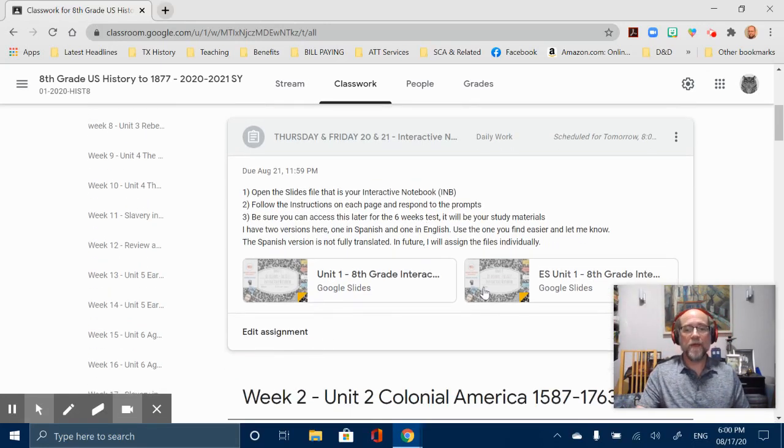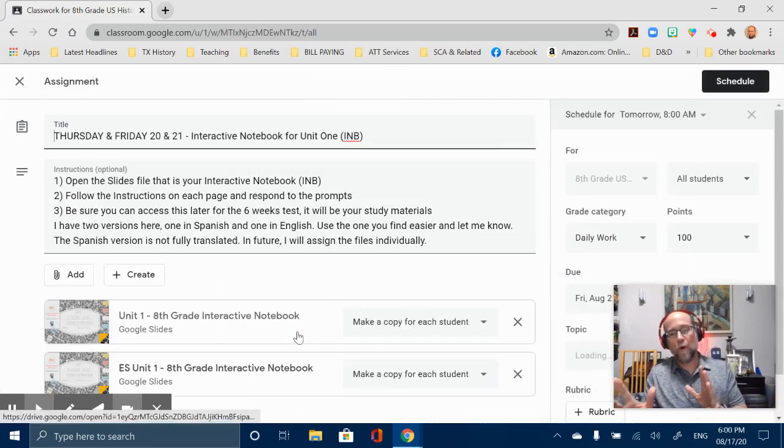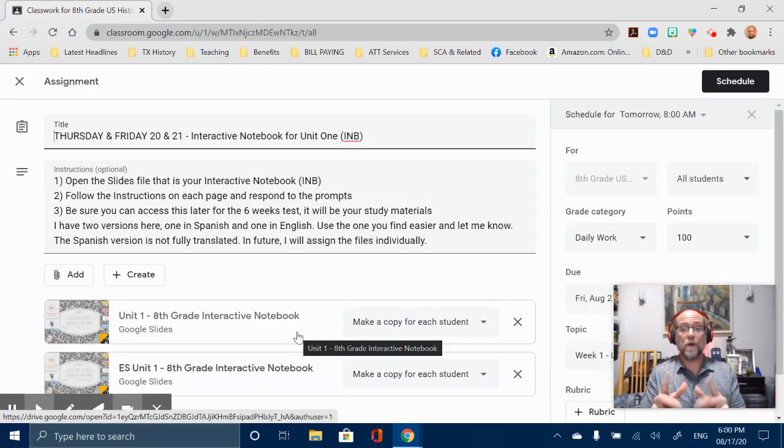We're going to be going over the interactive notebook assignment. These are important because they're going to be constant throughout the year. I'm making interactive notebooks for each unit because if we did one for the whole year, it'd be too big and it would probably crash computers, okay?